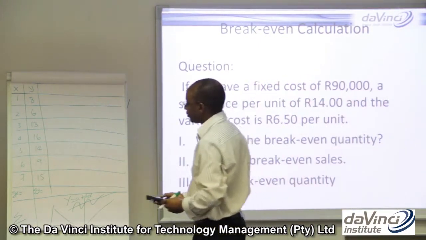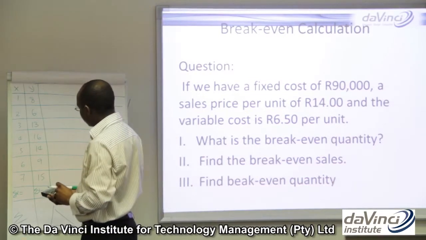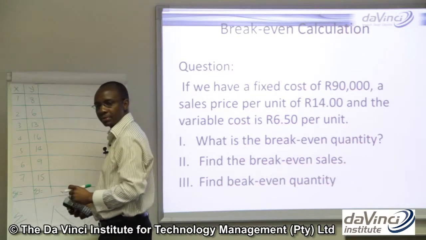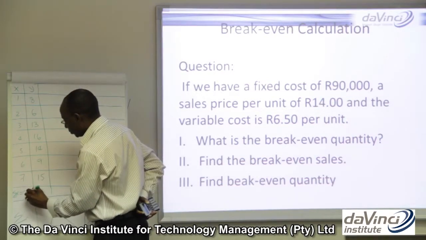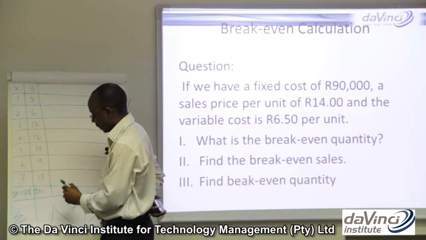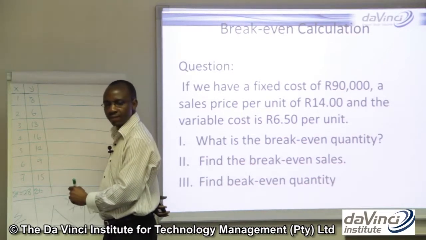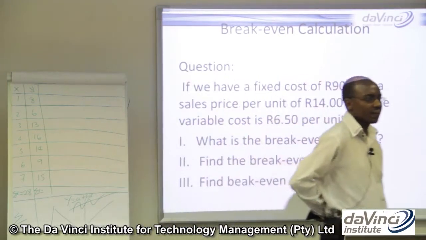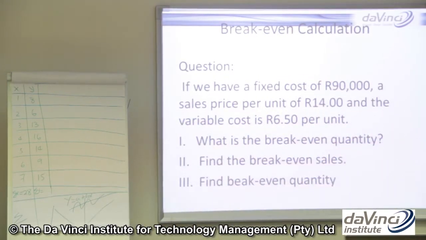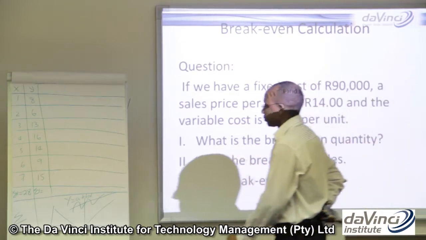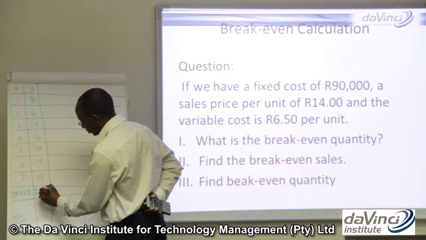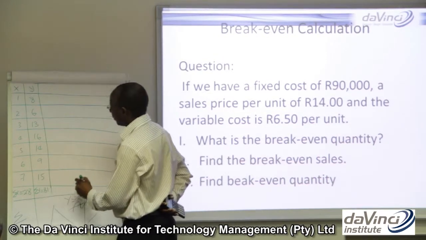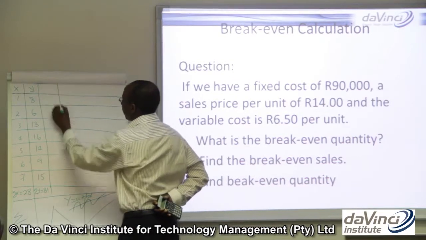Can we work together? What is the total of x? 28. The total of y? 81. Okay. Now what are we doing next?